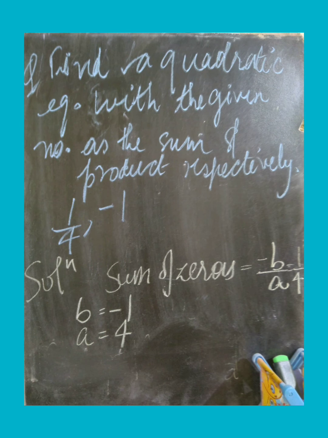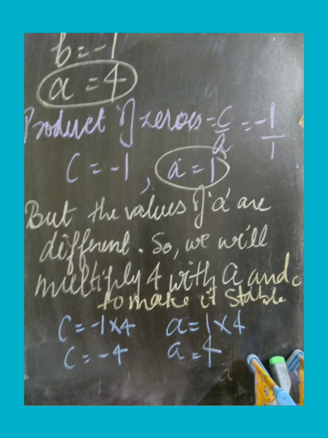So the sum is given as 1 upon 4. For the sum of zeros, we know the formula is minus b upon a. So I will write minus b upon a is equal to 1 upon 4. So the b value will be minus 1 and the a value will be 4. Now I will find the product of zeros. It is given that the product of zeros is minus 1. The product of zeros formula is c upon a. So c upon a is equal to minus 1 by 1. So the c value will be minus 1 and the a value will be 1.